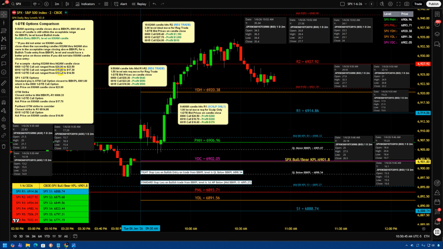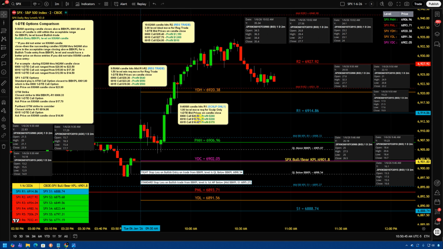6910, the range on the 1DTE is $15 to 1730 versus the range on the 0DTE is 780 to 1020. And then the 6915, the range was 1250 to 1450 versus the range on the 0DTEs was 560 to 750.